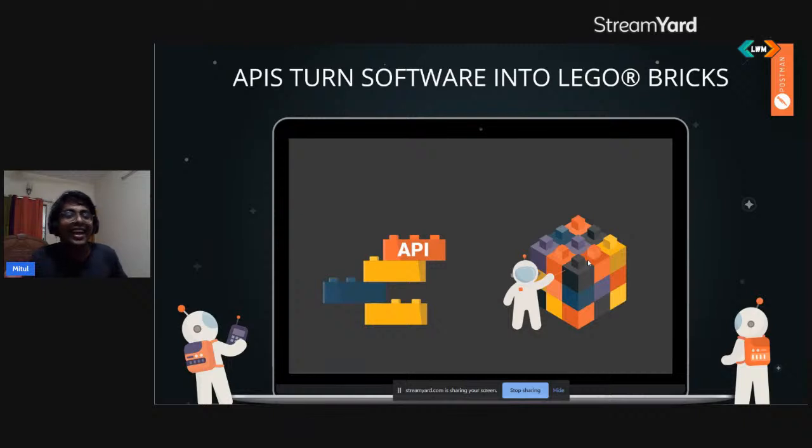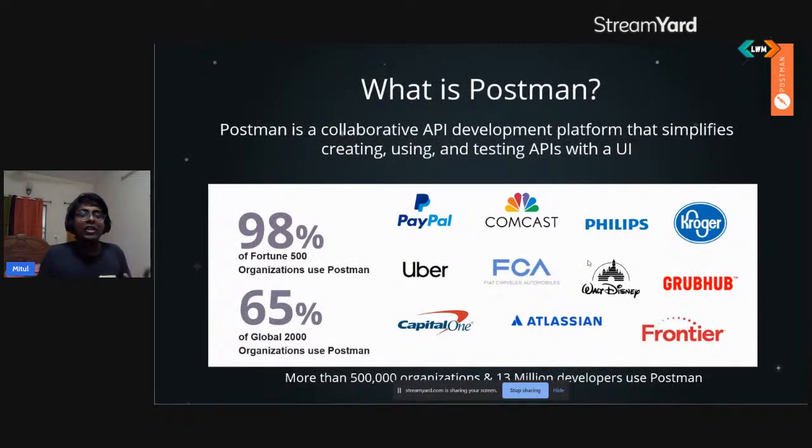No worries with that. Okay, so APIs turn software into Lego bricks. That's the basics about APIs. Then we go to the next section: what is Postman? So this is what we have learned about APIs. Now we want to know about Postman. What is Postman, and why should we use it?